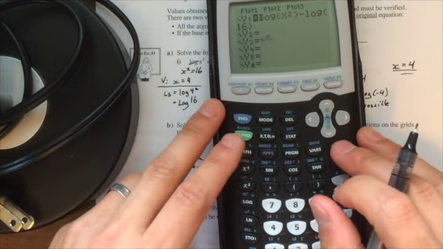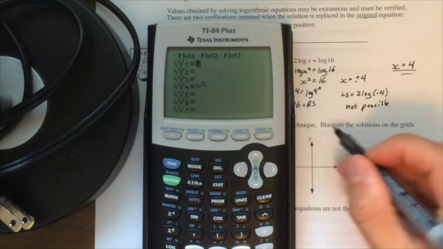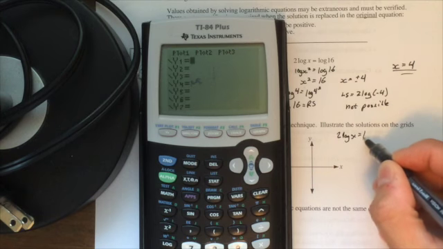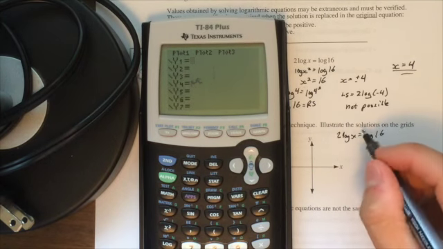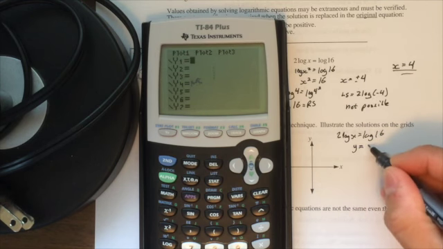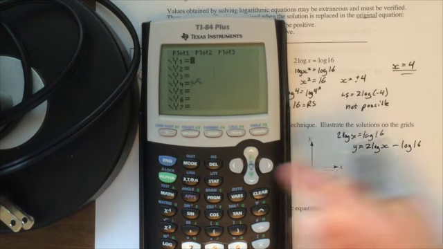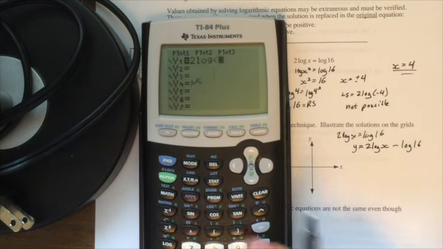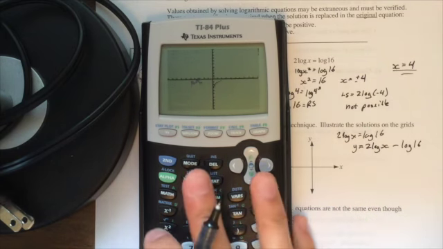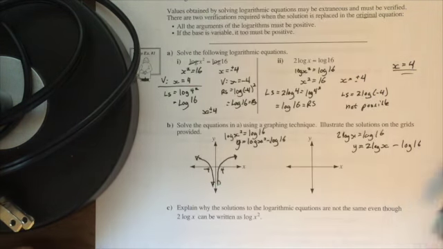Now let's look at our other solution. So instead of graphing 2 log x is equal to log 16, I'm going to bring this log 16 to the other side, and I'm going to be solving for y, so I'm going to have 2 log x minus log 16. So 2 log x minus log 16, and there's only one solution on that graph where it's crossing at +4.